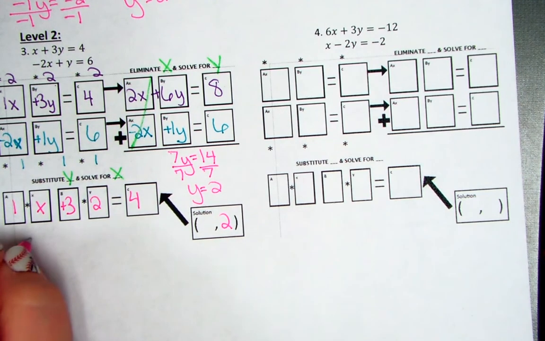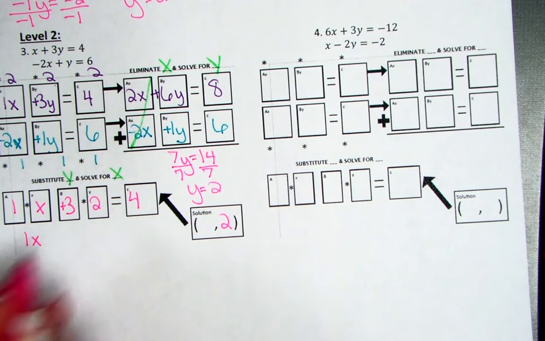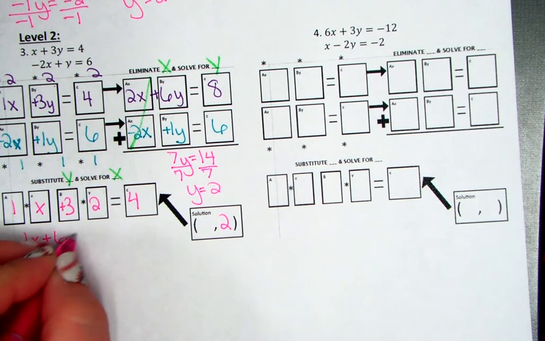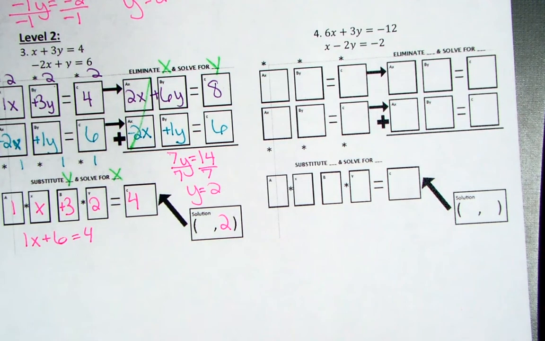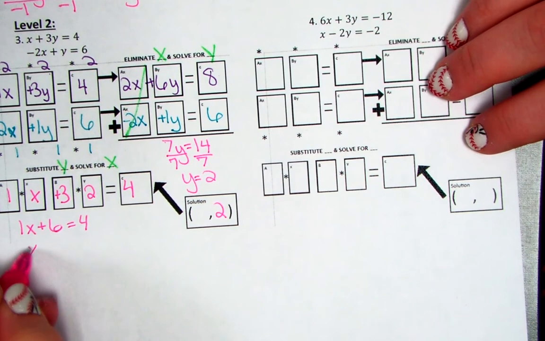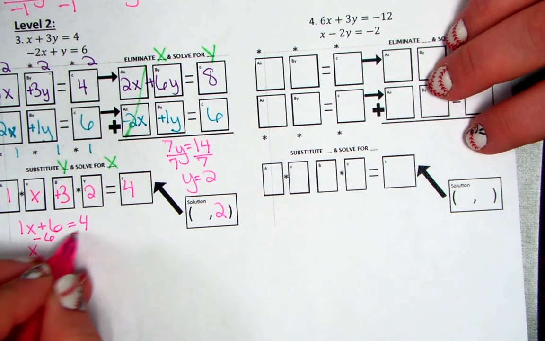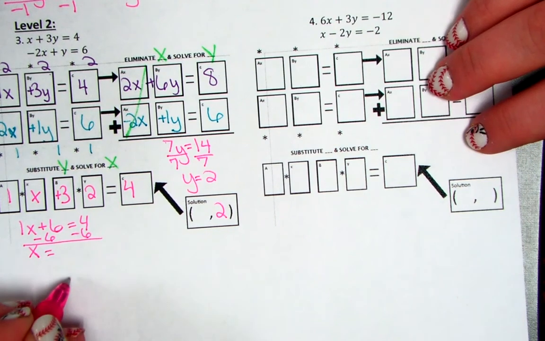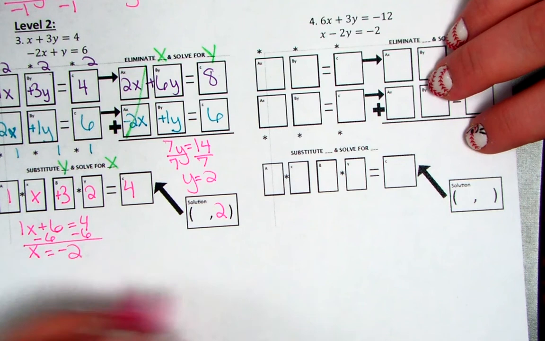1 times x is 1x. 2 times 3 is 6. And it equals 4. x plus 6 equals 4, so we need to subtract 6 from both sides. So we get x is equal to negative 2.